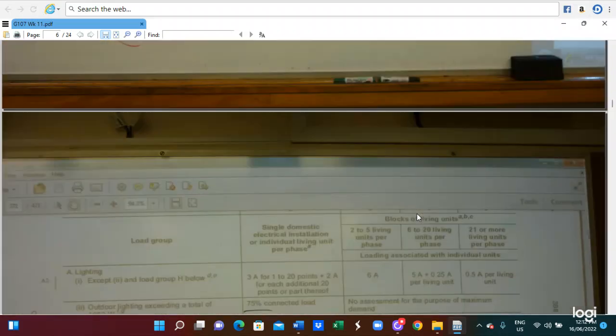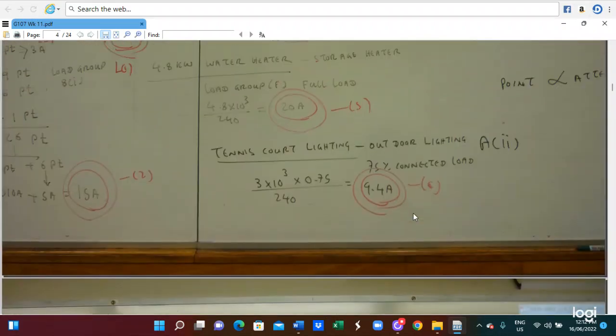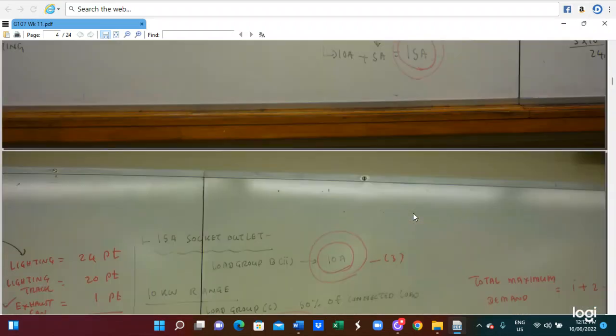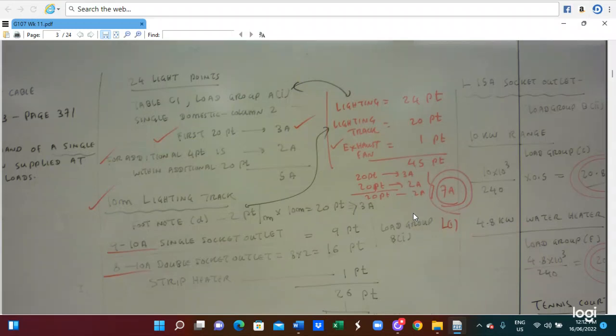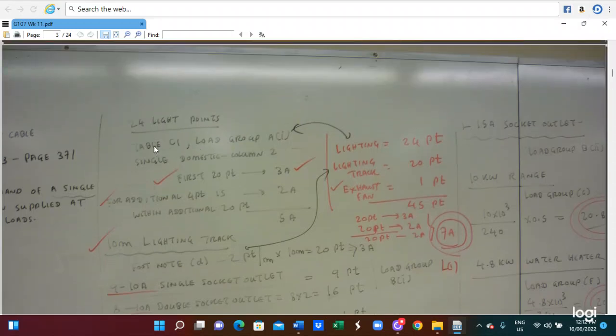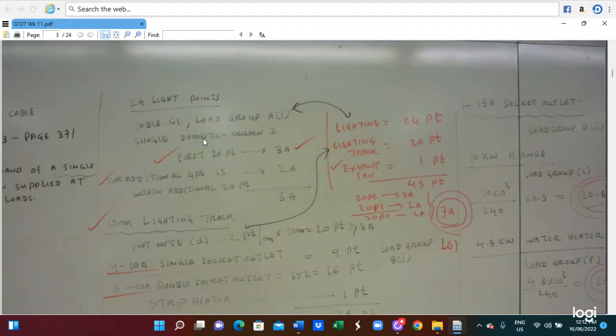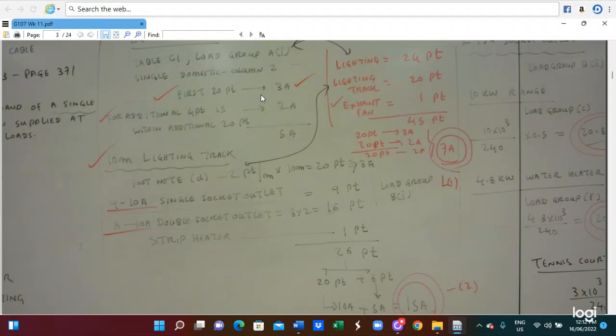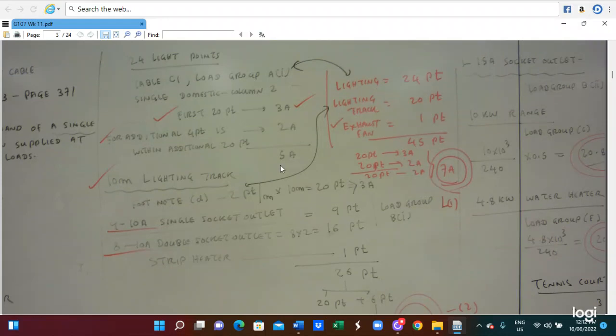Based on Table C1, we categorize the kind of load and determine the maximum demand. Firstly, we are talking about the 24 light points. In this case, Table C1 is load group A1, single domestic, column 2. For the first 20 points, we select 3 ampere, and for the additional 4 points, there will be 2 ampere. So 3 and 2 give 5 ampere. For 24 lighting points, you can calculate 5 ampere.